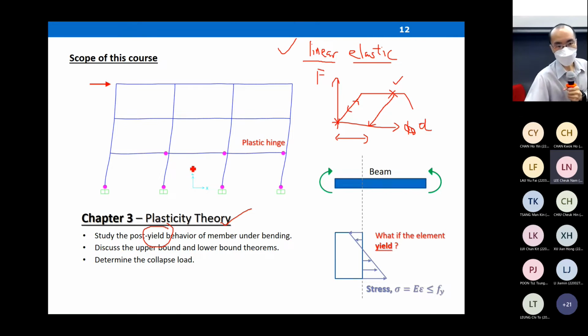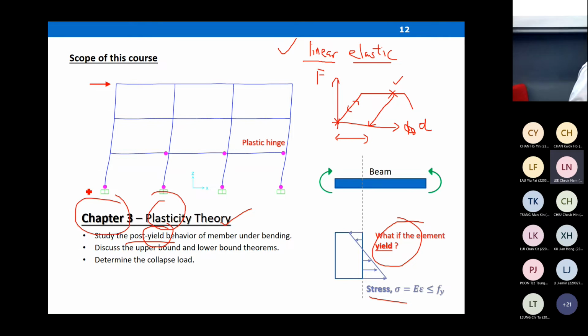Okay. What about here? Plastic theory means we need to focus on something after yielding. Post means after. We need to know the behavior after yielding. Particularly for a member under bending, a beam. In mechanics of materials, you have learned the stress distribution is linear for a beam, right? When the beam is under bending, we expect that the stress distribution is linear if things remain linear elastic. What happens to the stress distribution after yielding? This is something that we would like to discuss in chapter 3, plastic theory, post-yield behavior.